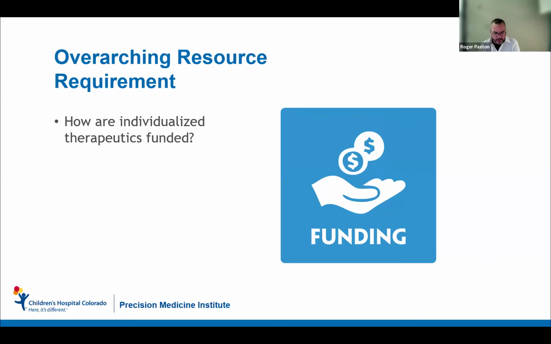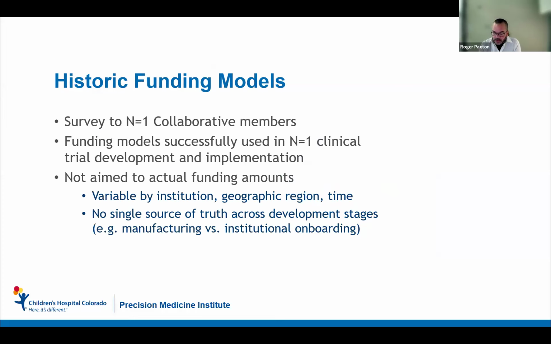So we naturally think, how have these been funded historically? A little while ago, in collaboration with the InnovOne Collaborative and their members, a survey was sent to constituent members of the InnovOne Collaborative. The goal of this was to think through funding models that have successfully been used for InnovOne clinical trial development and implementation as well. It's important to note, however, a caveat. This was aimed at funding models. This was not aimed at actual funding amounts.